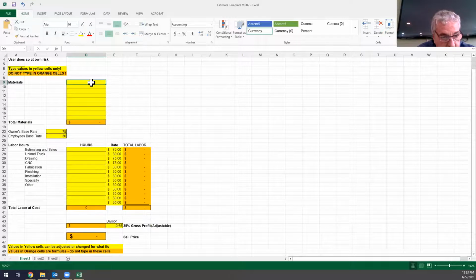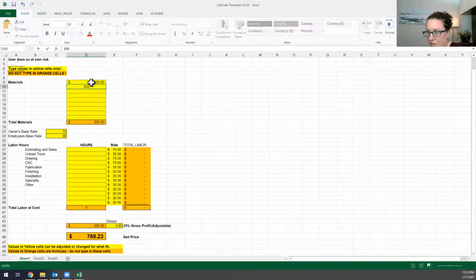You can list the name of them if you want, or you can just say 500, 200, 300, just type in some numbers. Oh, now my number lock is working. This is going to be an expensive job.